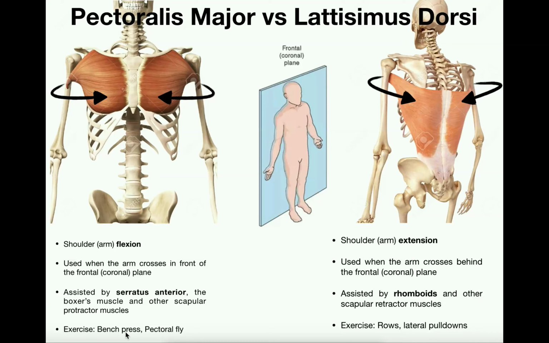So if you imagine a bench press, you're lying on your back and you're holding the bar and you're pushing the bar upwards. You're actually moving both of your humeruses in the direction in front of that frontal plane. That's considered a type of shoulder flexion.